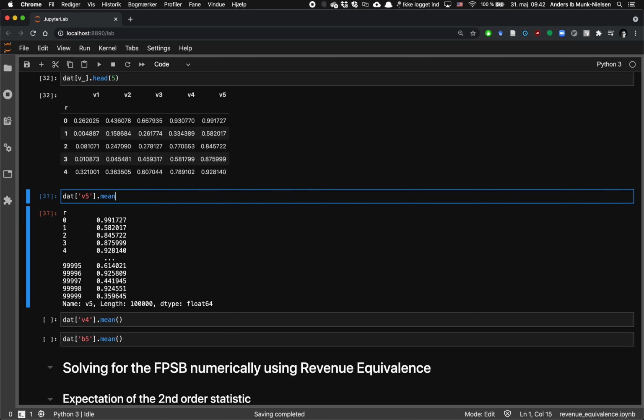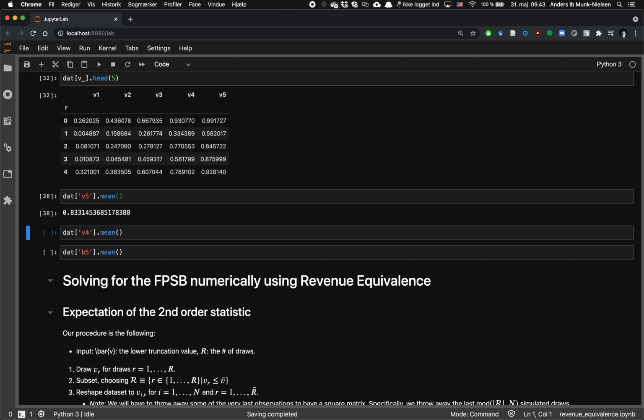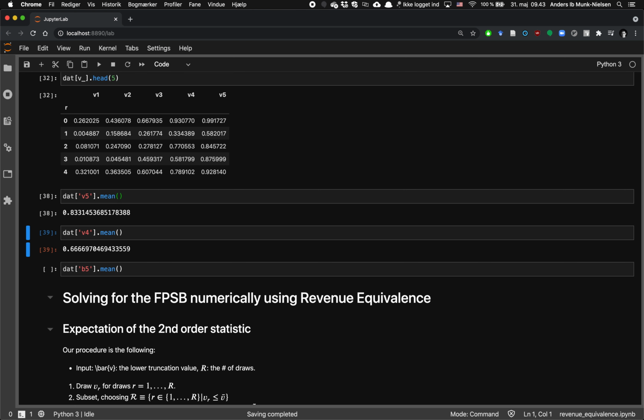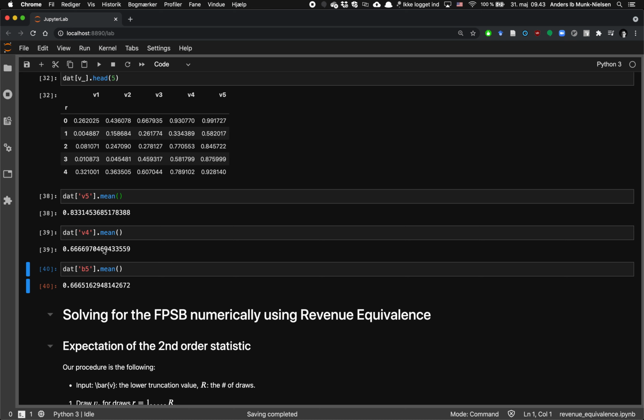So this gives us the average maximum, and this is the average of the second highest valuation. And now let's look at the bids. They're sorted in the same way, and what we can see is that the average of the highest bid, which is computed using the first price sealed bid rule, is the same as the second highest valuation. So that's how to think about what we've done.